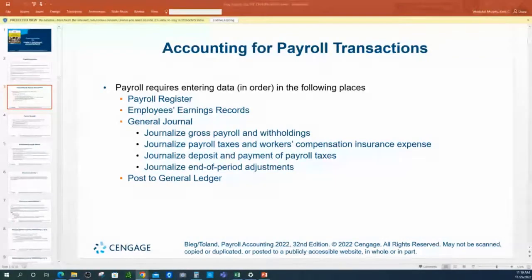Just getting an intro to Chapter 6 and what we're going to be talking about. We talked about some of the information that we need in order to make the required payroll journal entries, and where we find that information. We're going to need to look at the payroll register as well as the employee earnings records.